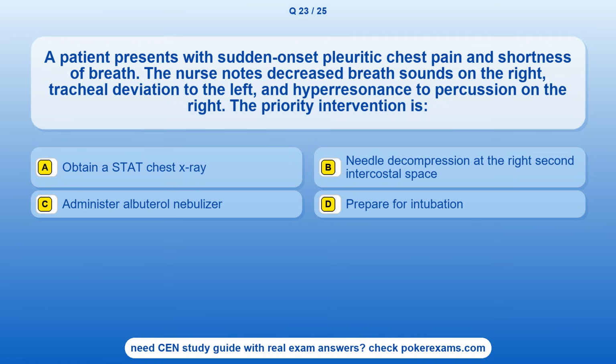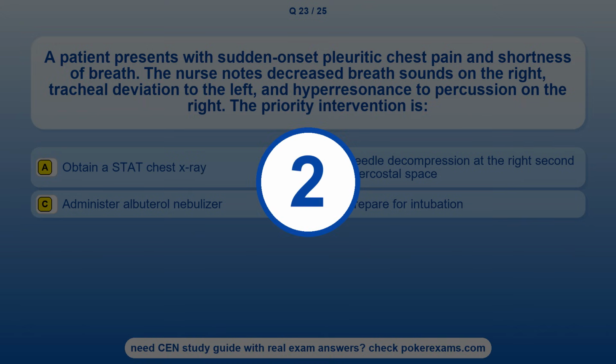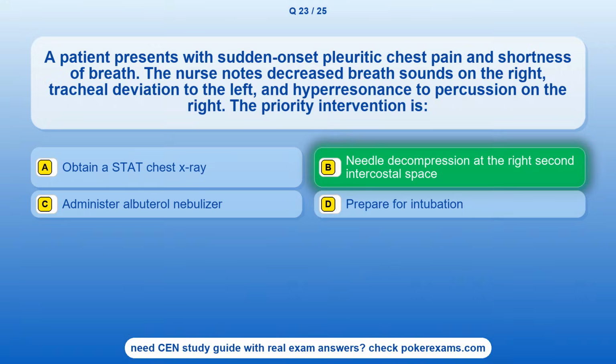Question 23. A patient presents with sudden onset pleuritic chest pain and shortness of breath. The nurse notes decreased breath sounds on the right, tracheal deviation to the left, and hyperresonance to percussion on the right. The priority intervention is option A, obtain a stat chest X-ray. Option B, needle decompression at the right second intercostal space. Option C, administer albuterol nebulizer. Option D, prepare for intubation. The correct answer is option B, needle decompression at the right second intercostal space.